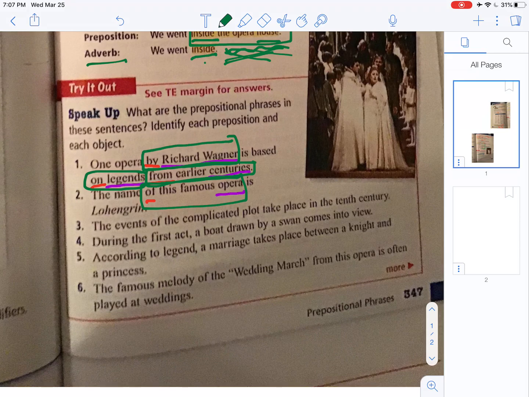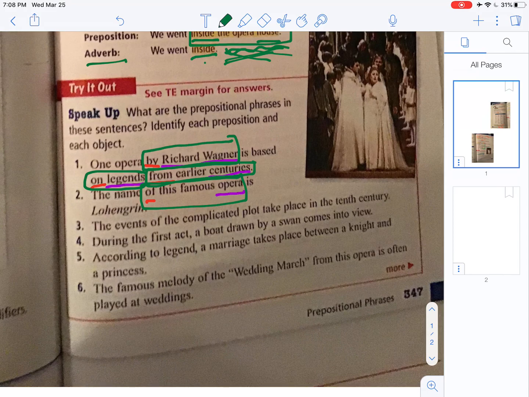I would like you to pause this right now, and I would like you to do 3 through 6. And then when I come on, I'm going to give you the answers. So when you're done doing 3 to 6 on your own, I would like you to hit play again, and then you can figure out if your answers are correct.